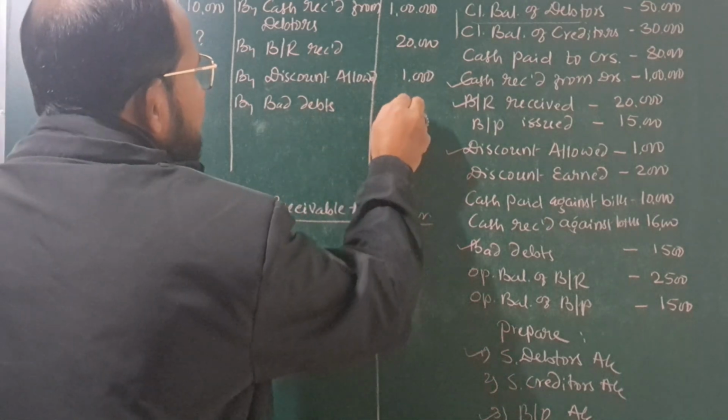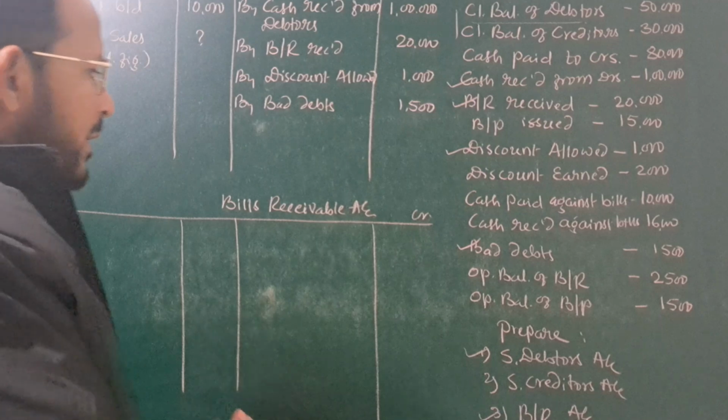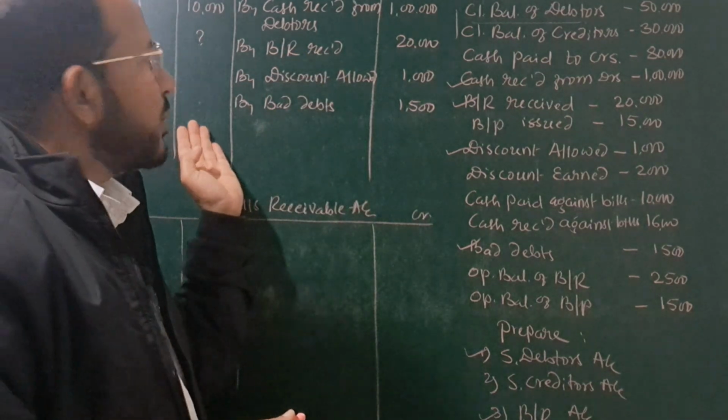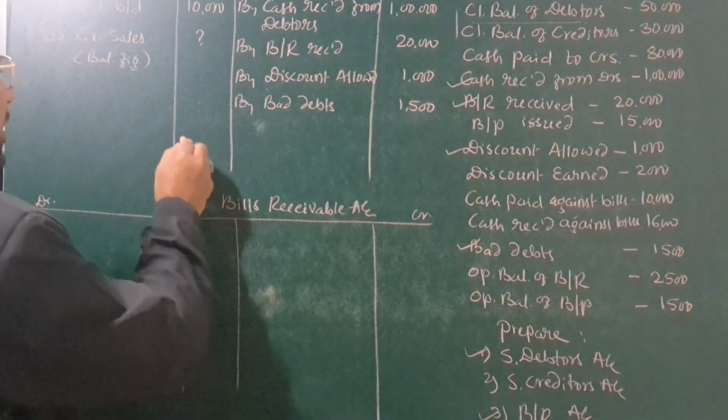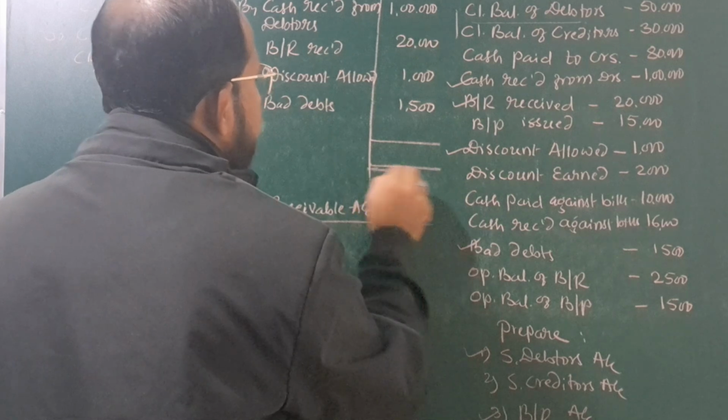What is the amount? Rupees 1,500. See, these are only the entries in total debtors account or sundry debtors account. Now, we will balance the account.